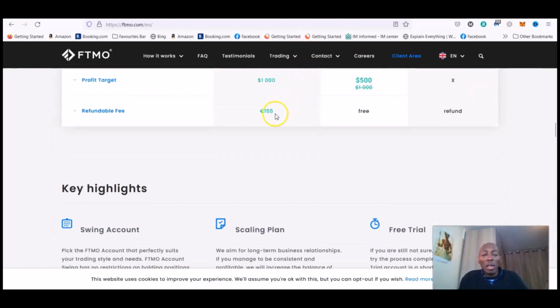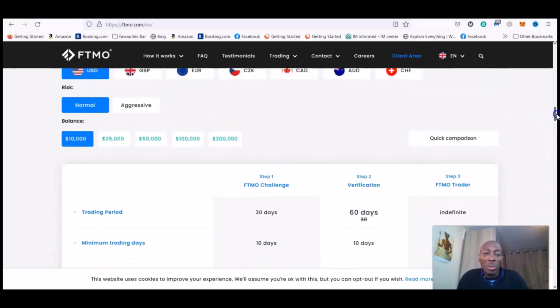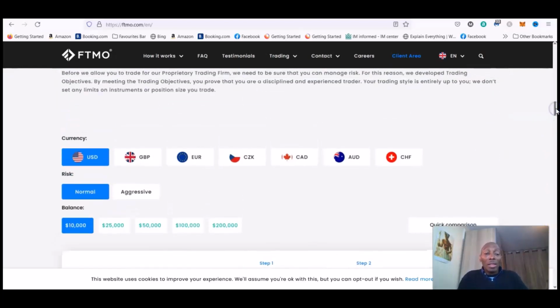But this one costs €155, which is roughly about £100 or about $120 roughly. And when you pass, they give you $10,000 to trade with, and they give you back that €155 as well once you've passed. And every trade you take using their money, their $10,000, you get 90% of the winnings. They get 10. So you can see exactly what I'm saying.